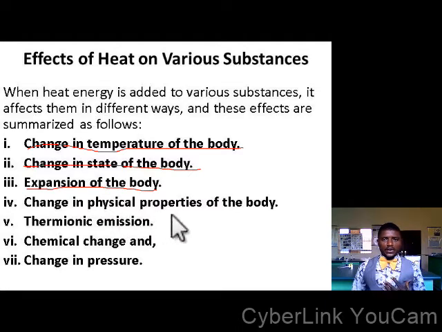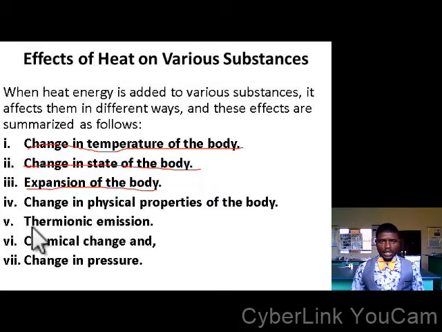Change in the physical properties of the body. Matter has chemical properties and also physical properties. Thermionic emission, chemical change, and then change in pressure. I would like to discuss this one quickly. Let me touch this one quickly.